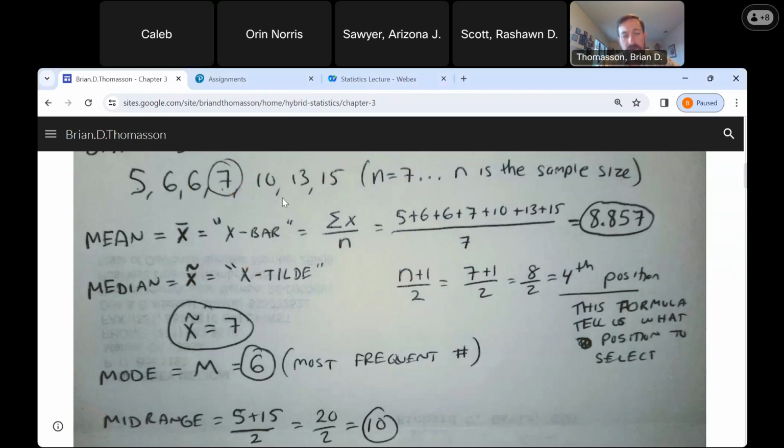We'll be using StatCrunch for most of this, so that'll all be worked out. I just want to kind of give you an idea of what's going on. The mode is the most frequent number, so we have multiple 6s. Everything else occurs just once, so our mode is 6, the most frequent number. And then finally, our mid-range, we take our min and max. We have the 5 and 15 for our min and max. We add those together and divide by 2.